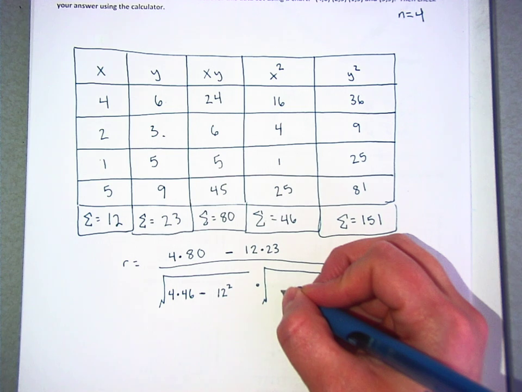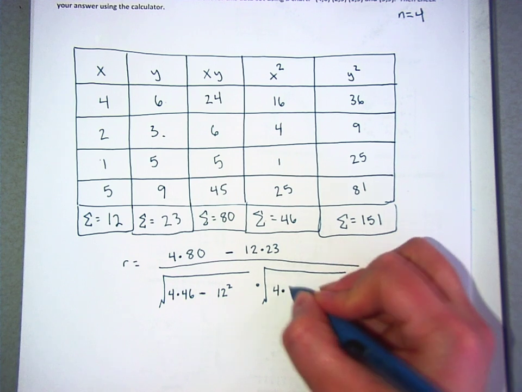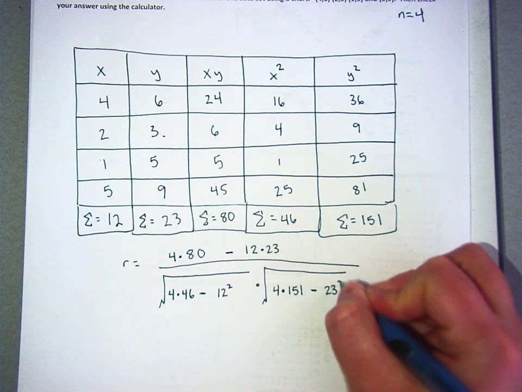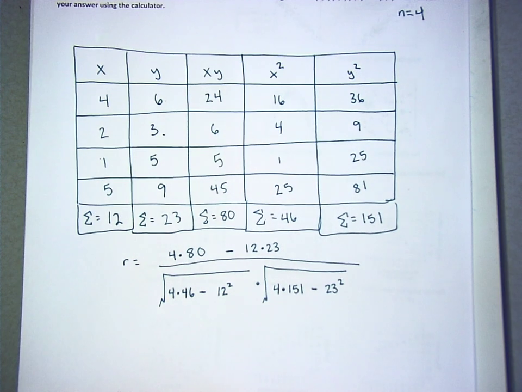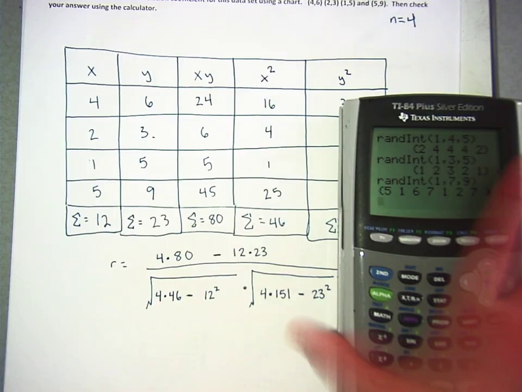All right, here is the other one: 4 times 151 minus 23 squared. I'm actually not going to put this all in my calculator at once, as I would normally, because I think it's a lot easier to do it in 3 pieces. You could do this all at once if you want to put enough parentheses in there, but I don't.